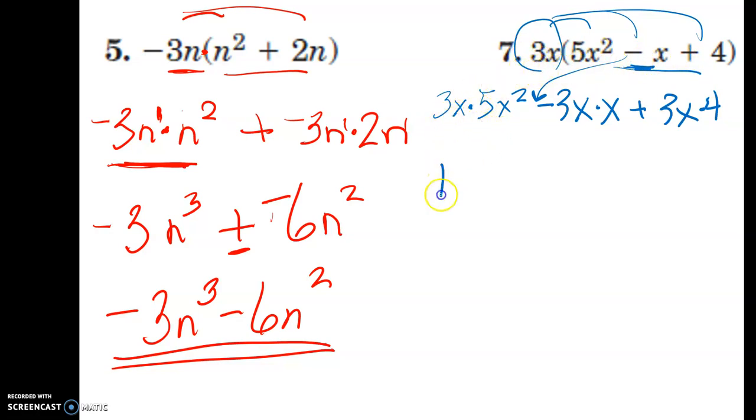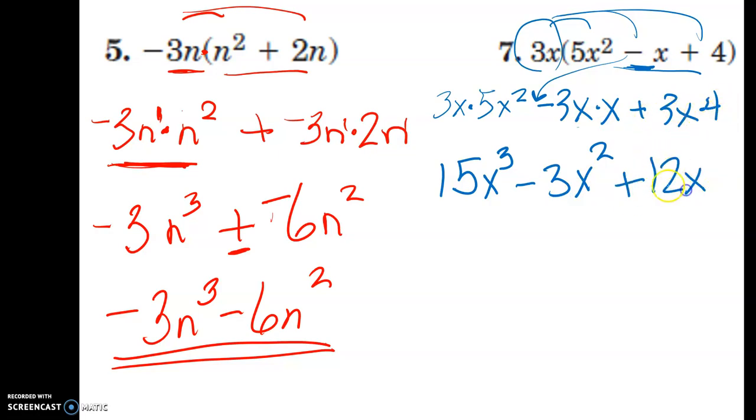So big numbers, 15. X times x squared is x cubed. I have negative 3 times x is x squared. And no variable over here, but I can collect these together, that you've been doing for a very long time. And so I have the new polynomial 15x cubed minus 3x squared plus 12x. None of them are alike. Yes, they all share the same base, but they do not share the same exponents on the base. So therefore, we cannot add those together. So this is the final answer.